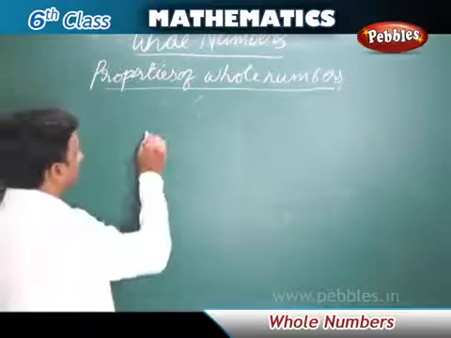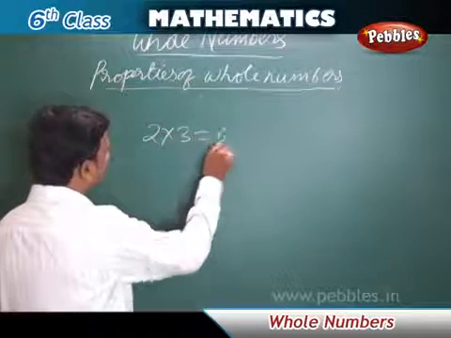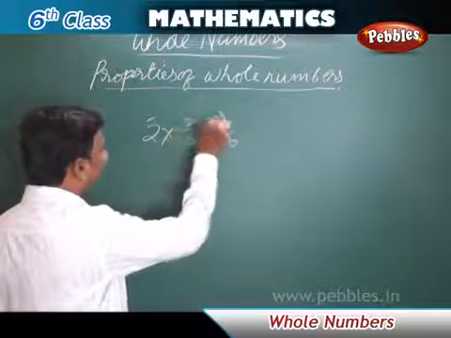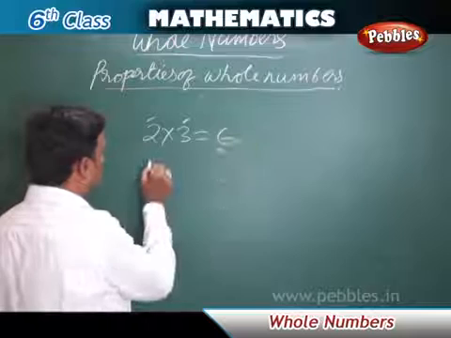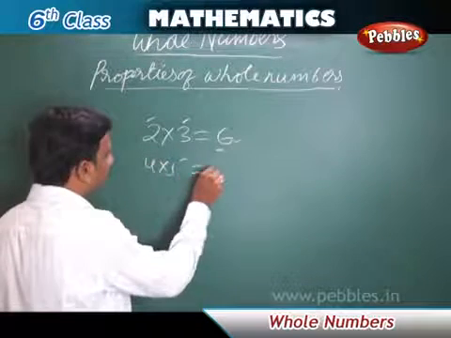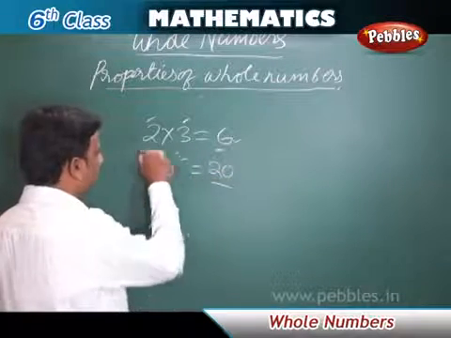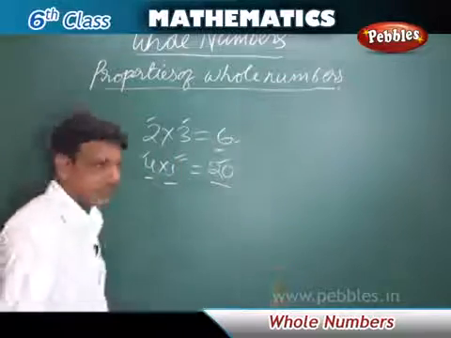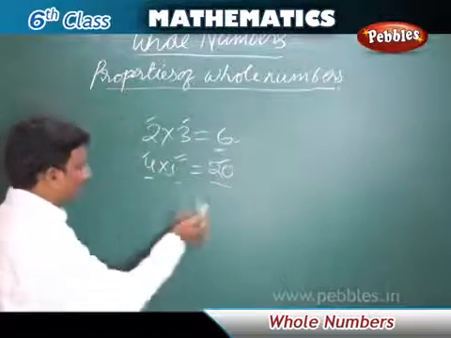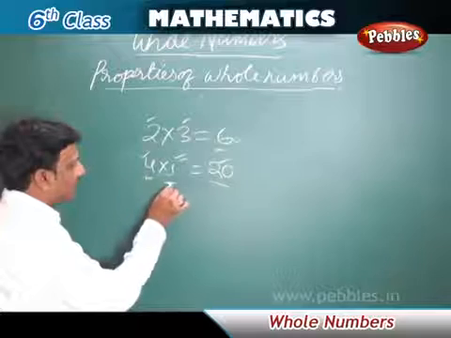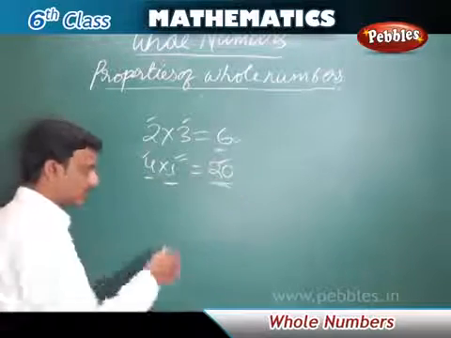Now let us see another one. 2 into 3, 6. 2 is a whole number, 3 is a whole number and 6 is a whole number. 4 into 5, 4 5 is 20. So here also all the 3 are whole numbers. So here the product or the multiplication of any 2 whole numbers gives rise to a whole number.